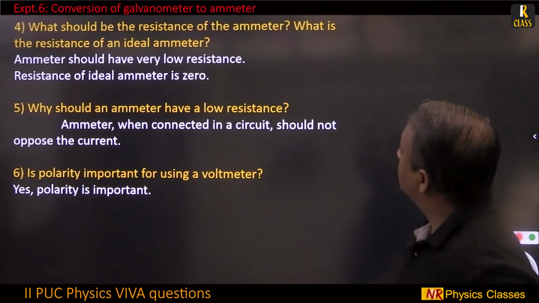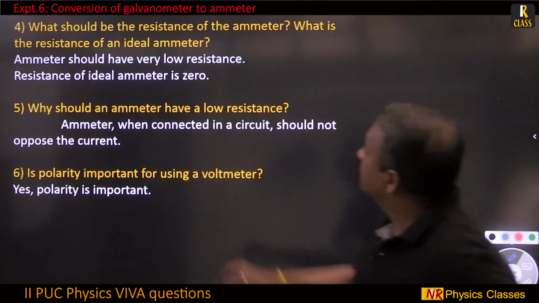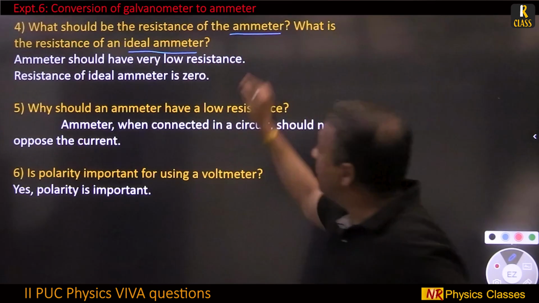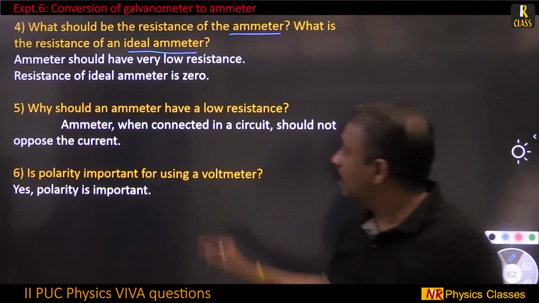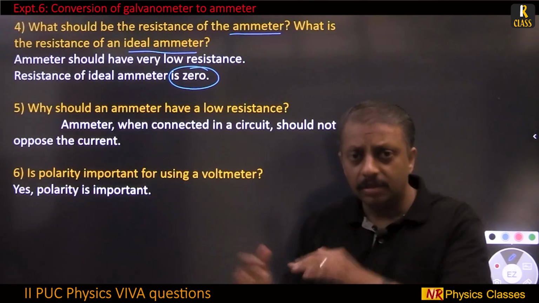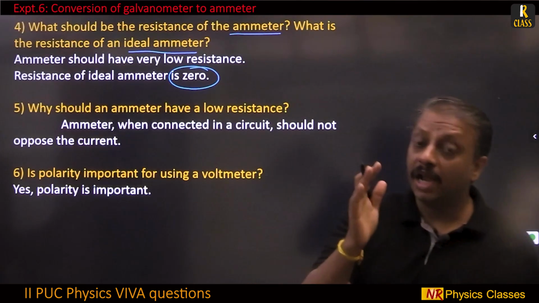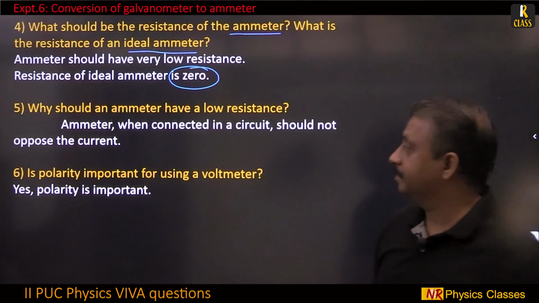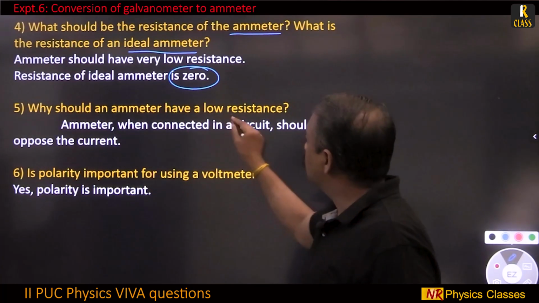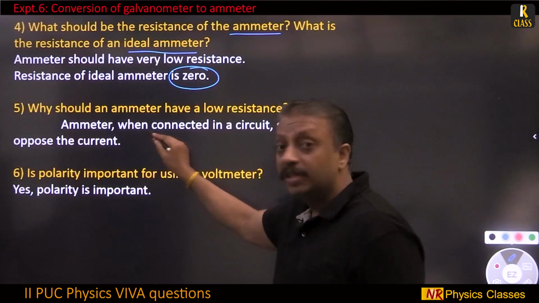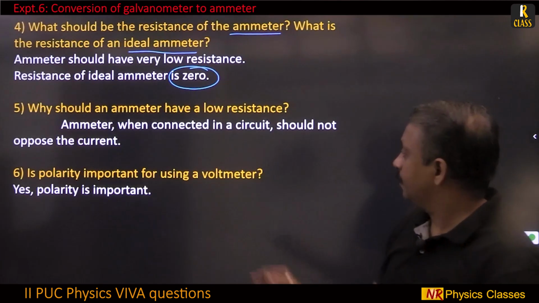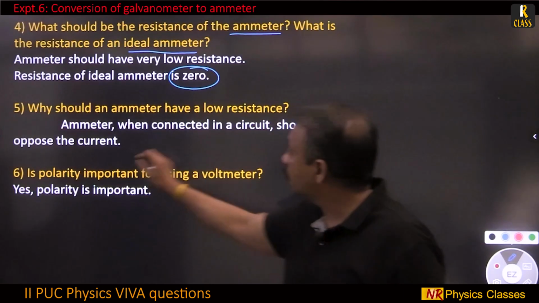What should be the resistance of the ammeter? What is the resistance of an ideal ammeter? The resistance of an ammeter should be low, and ideally it is 0. Any ammeter, low resistance. Ideal ammeter, 0 resistance. Why should an ammeter have low resistance? Because when it is connected in series, it should not offer resistance. Connected in a circuit, it should not oppose the current.